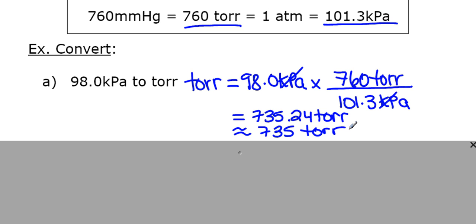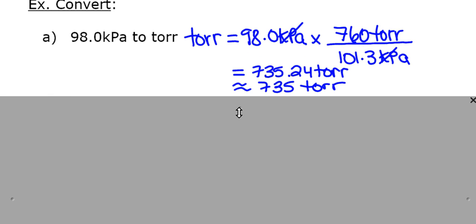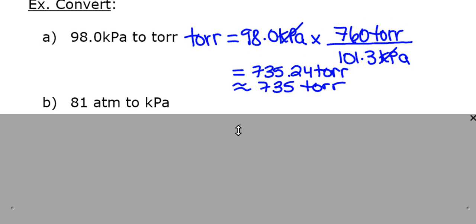So why don't you try one out? Pause the video and see if you can do this conversion. 81 atmospheres converted to kilopascals. So pause the video, try it out, and we'll take a look at the answer. Okay, let's check how you did.